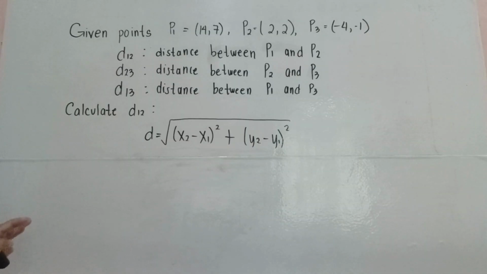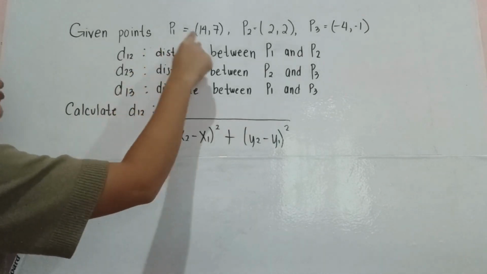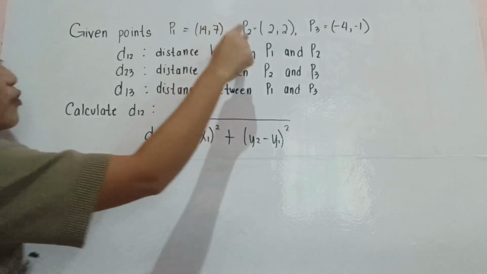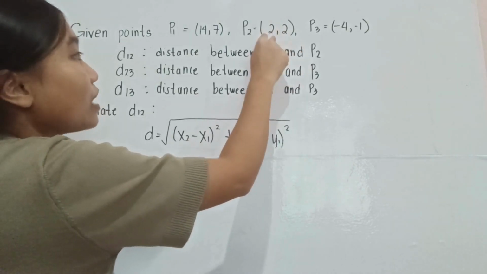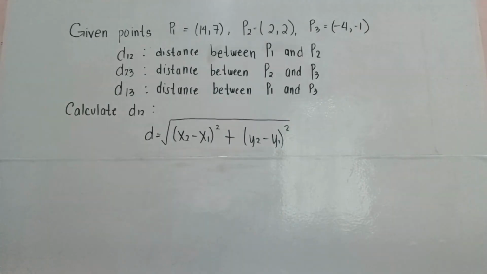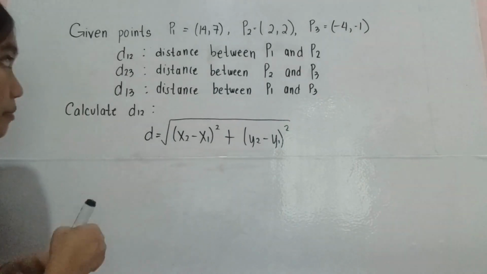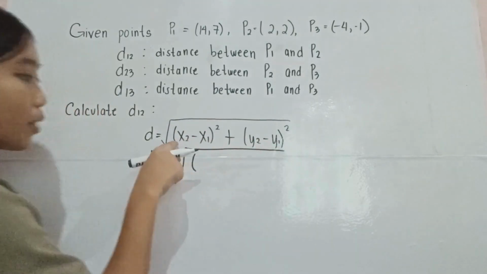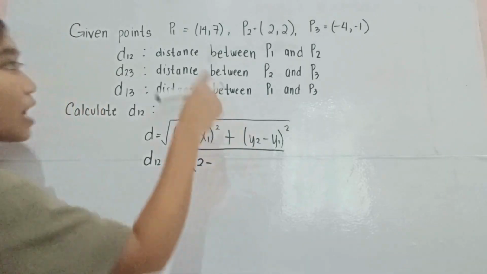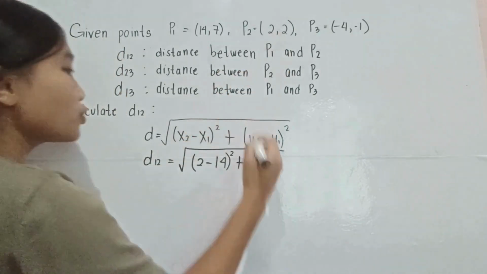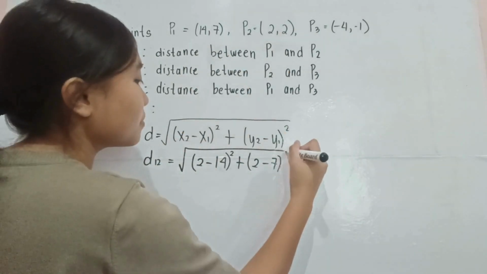Now, let's substitute the x and y values of point 1 and point 2. For point 1, we will label its x value as x sub 1 and its y value as y sub 1. For point 2, we'll label these x and y values as x sub 2 and y sub 2. Now, let's solve the distance between them. So our x sub 2 is 2 minus our x sub 1, which is 14. Then our y sub 2, which is 2, and our y sub 1, which is 7.